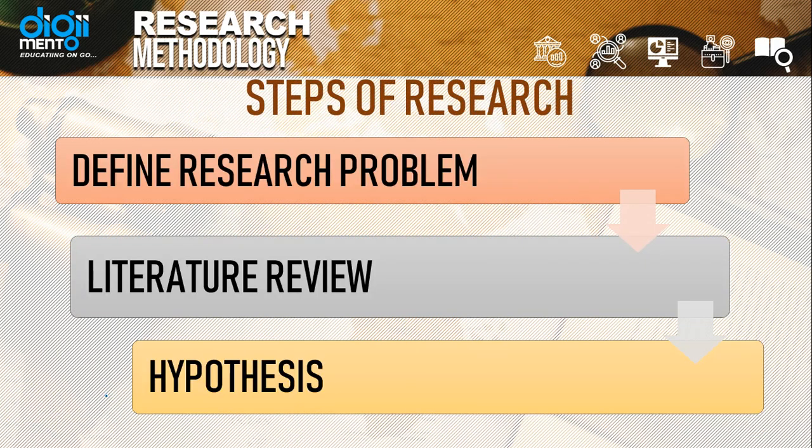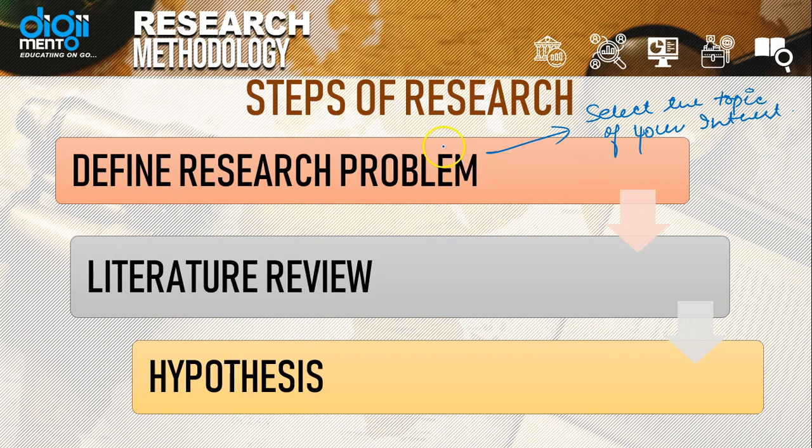Next is the steps of research. These are all the steps you go through in the entire research process, the entire research journey. The first one is define the research problem. In defining the research problem, you select the topic of your interest. First and foremost, just select the topic in which you want to do research.